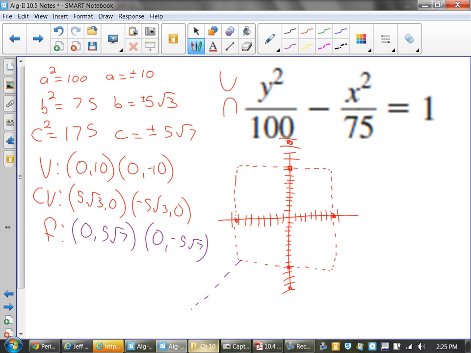Put in your asymptotes. It's not even close. You tried. Thank you. It's horrible.